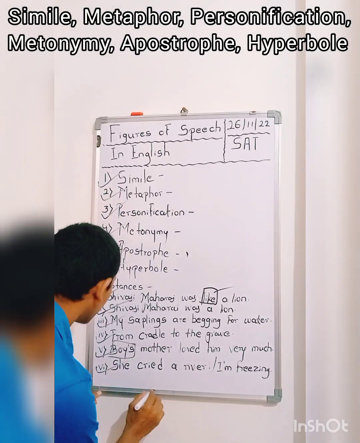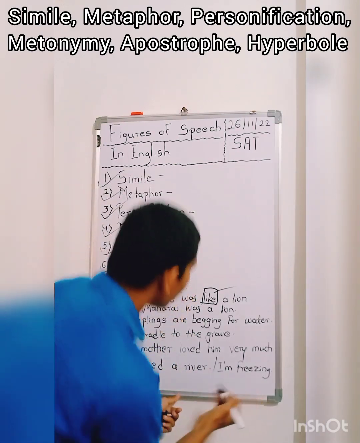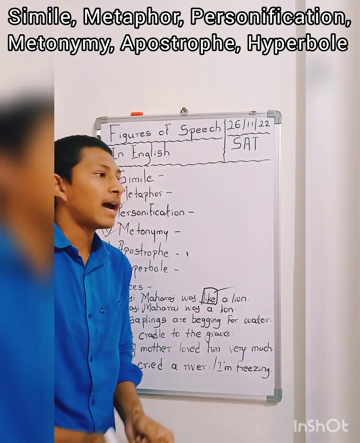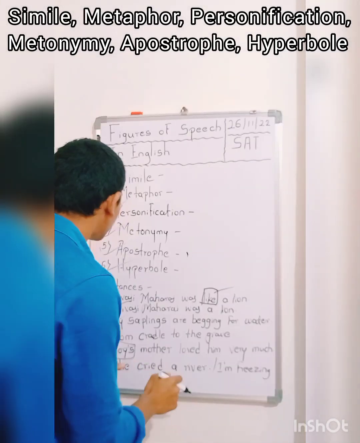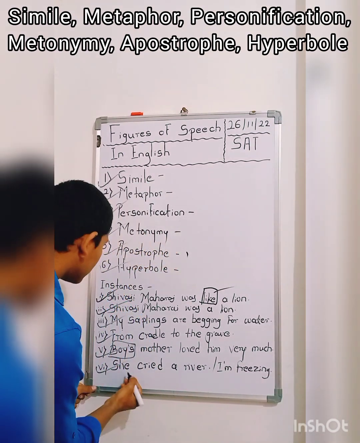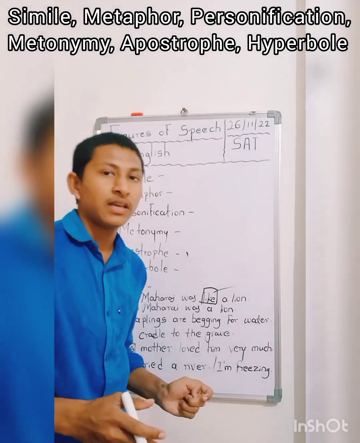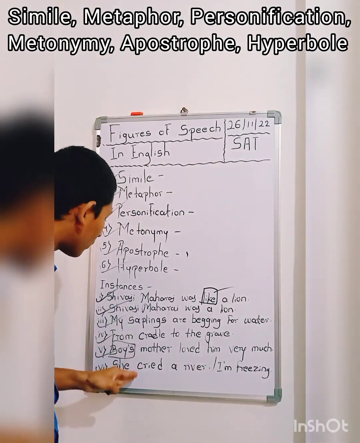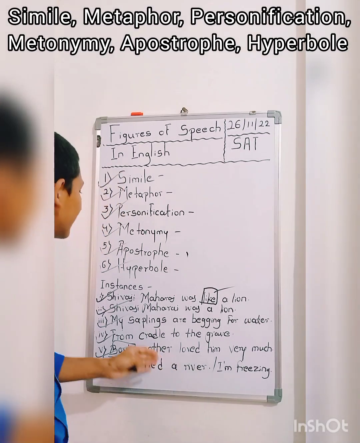The second example of hyperbole is "I am freezing". I am freezing means I am getting very cold. Hence we express it in a way like I am freezing. "She cried a river" means she is crying a lot. Hence we use hyperbole like she cried a river. That is the exaggeration.